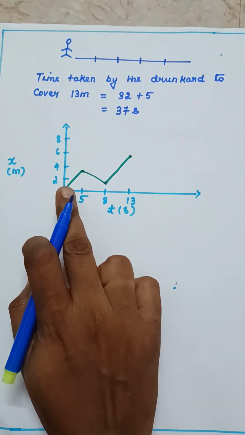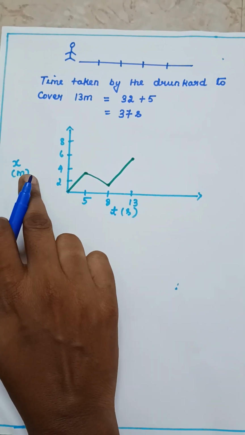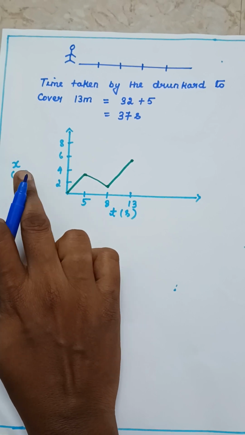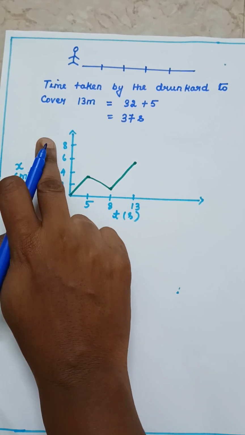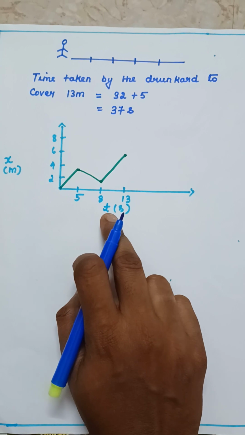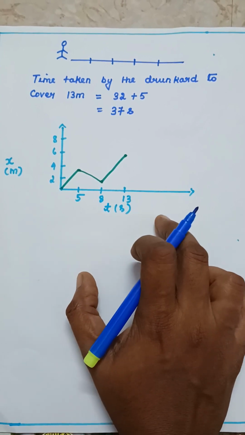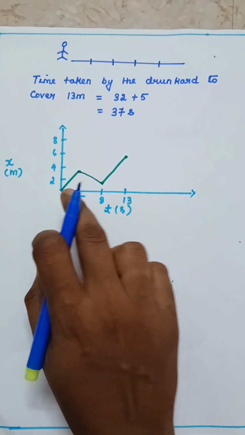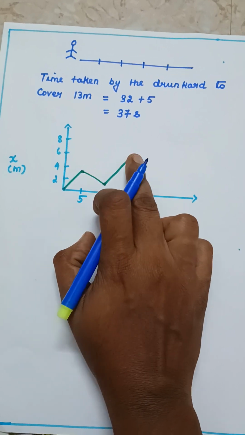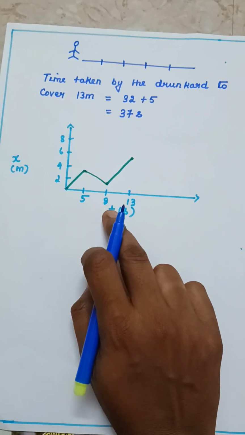So this is the x-t graph. The x-t graph means the graph between the distance, which is taken along the y-axis, and the time, which is taken along the x-axis. Okay. So this will be the graph between the distance and time.